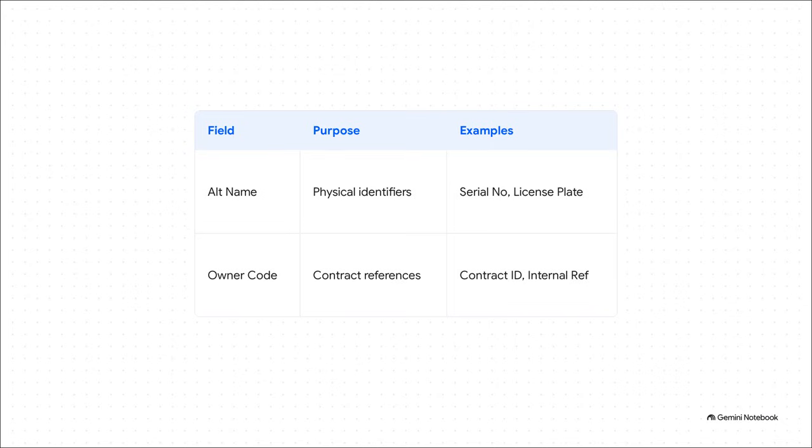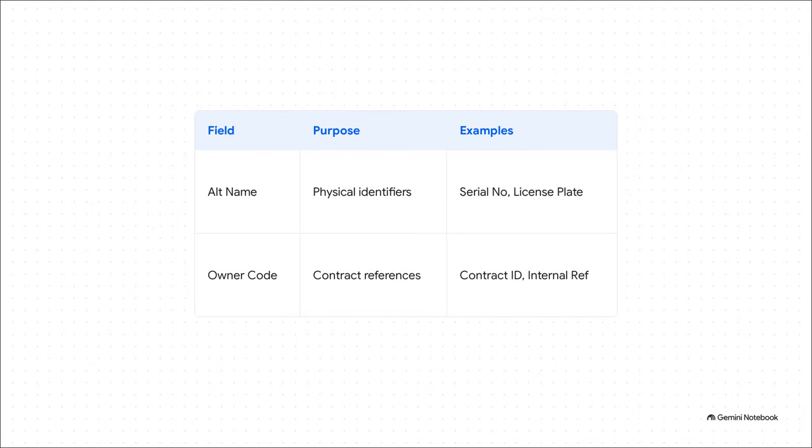The alt name is for what's written physically on the equipment, like a manufacturer's serial number or a vehicle license plate, say DL01AB1234. The owner code, on the other hand, is for what the asset is called in your contracts, like a lessor's contract ID or maybe your own internal billing reference. This is an absolute game changer for auditing.